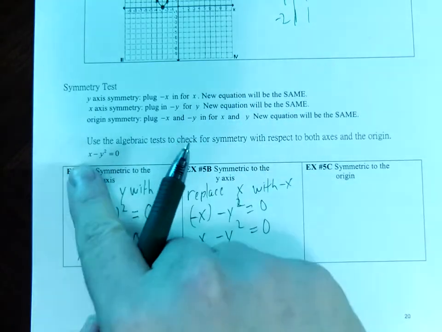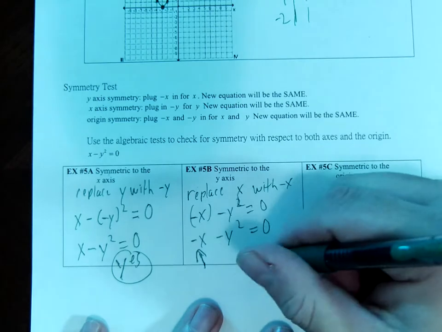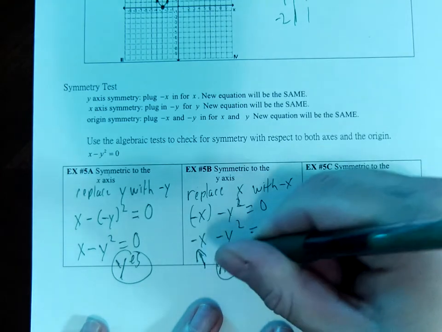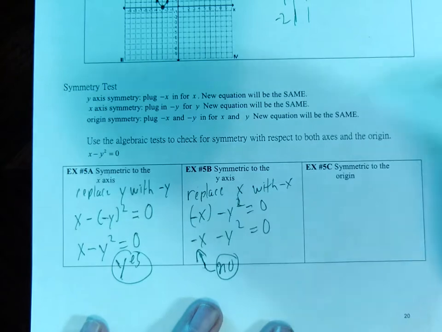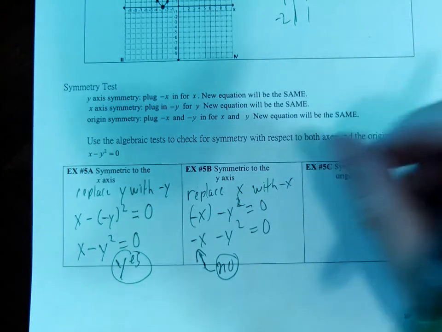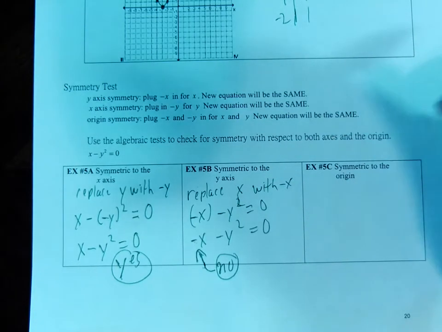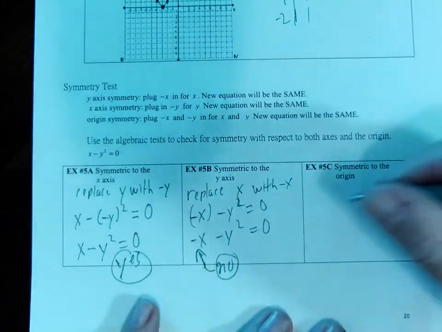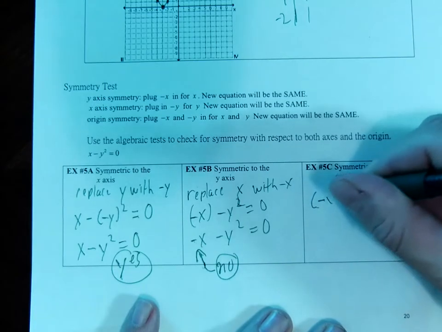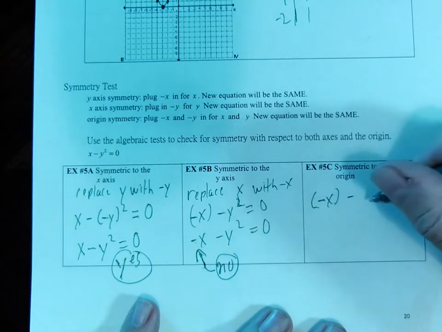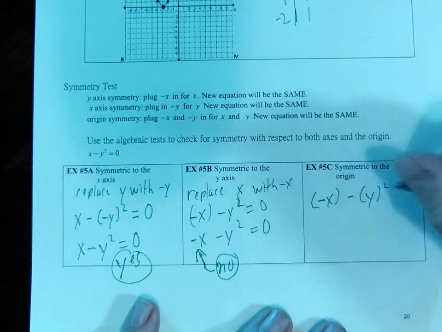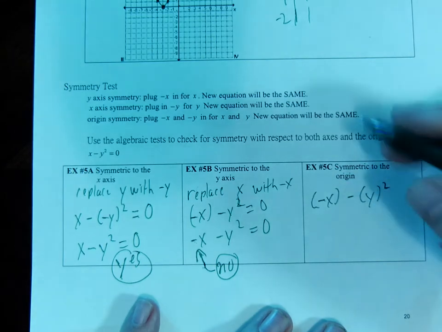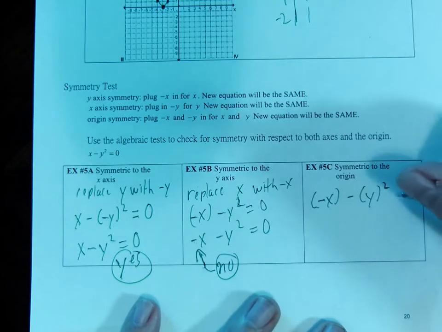That is different from the one with the regular x. So here we're going to say no. And I'm pointing to the part that defines it as no. That right there, where it says opposite of x instead of the regular x. For symmetry to the origin, we do both of these. We replace y with negative y, replace x with negative x. And most of you can see what's going to happen here. The answer is going to be no. There are very few graphs that are symmetric to more than one of these. But there are some that are, specifically circles centered at the origin, but there are very few that are.